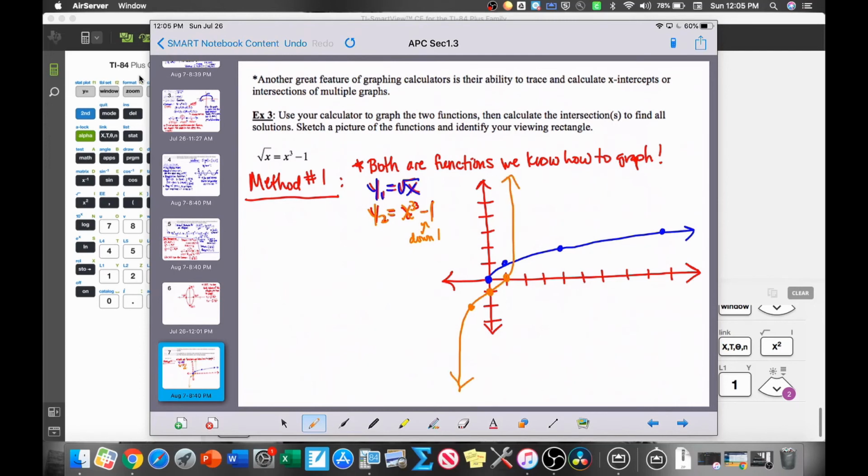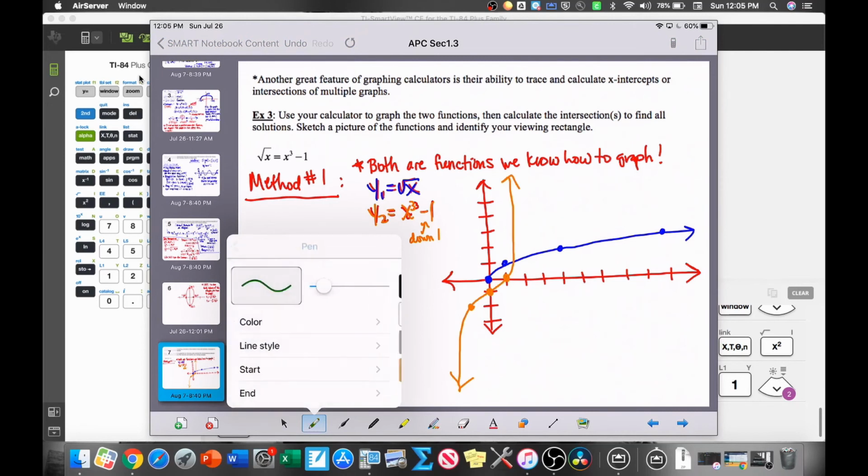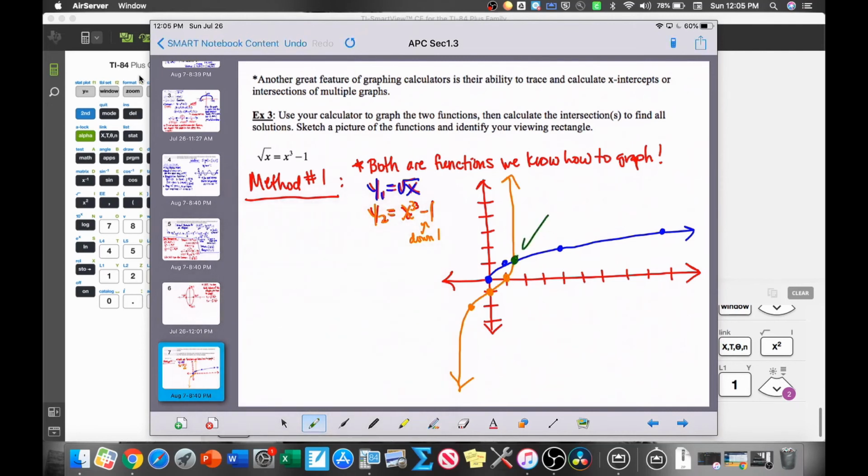Okay, my job was to calculate any and all intersections. Well, based on what I know about these two functions and the shapes and characteristics of these functions, this point right here, where these two curves intersect, is going to be my one and only intersection. I just have to figure out where that point is. Where do they cross each other? All right, well, let's jot this down.